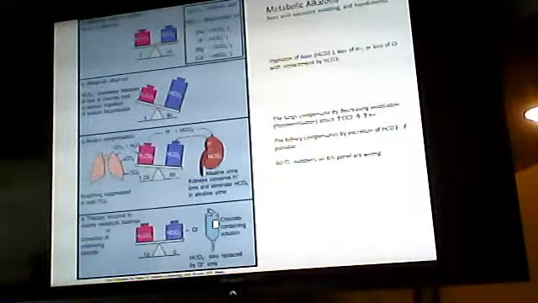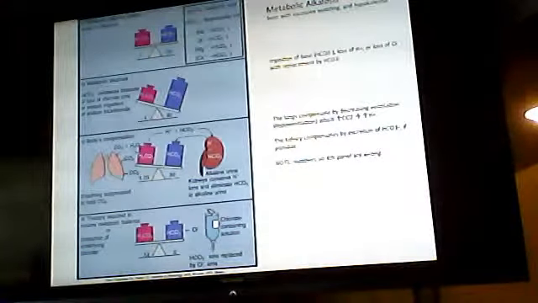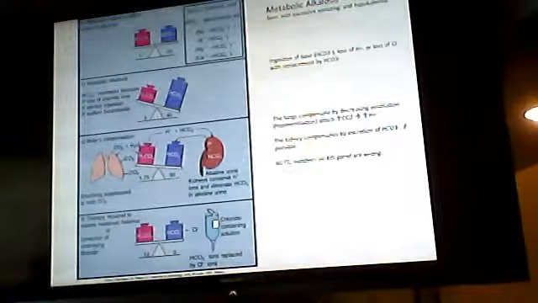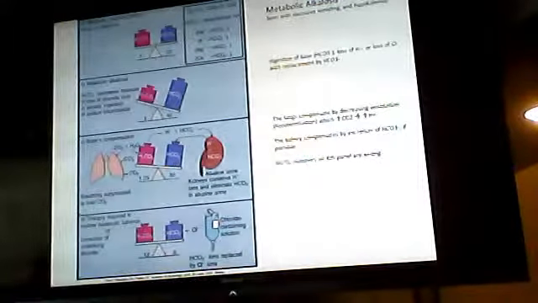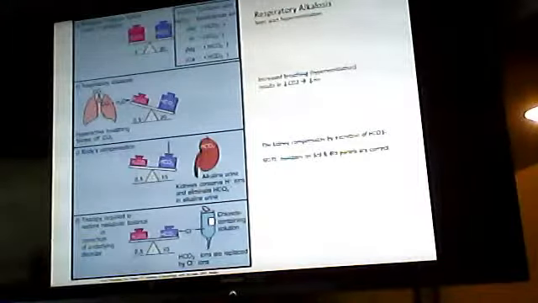Because it was a metabolic problem, you compensate with respiration. How would I compensate that? If I'm metabolically alkalotic, so I have too little acid in my system, I want to keep as much CO2 in as possible. So I keep in more CO2 by breathing less. So hypoventilation. Okay?